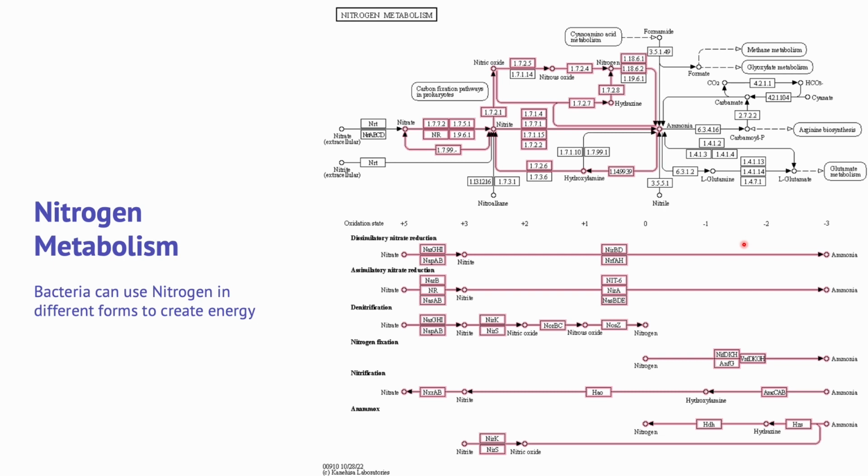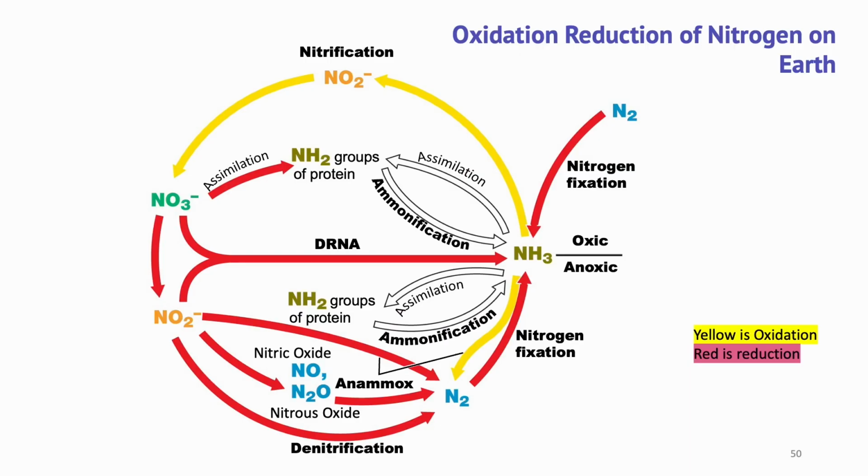Major nitrogen metabolic pathways include nitrogen fixation, nitrogen reduction, ammonification. So some microbes have a diverse array of tools that they can use to manipulate nitrogen in many forms to either create energy or to create proteins. Some of these forms are oxidative processes, which are in yellow, or reductive processes, which are in red.